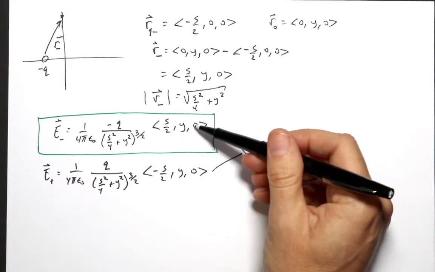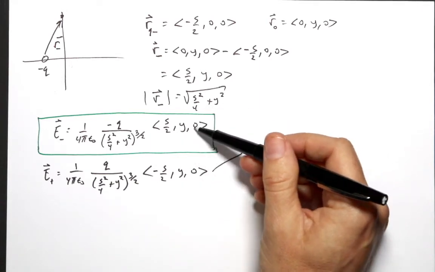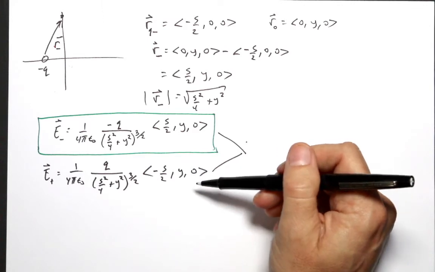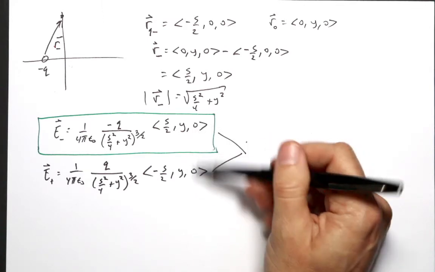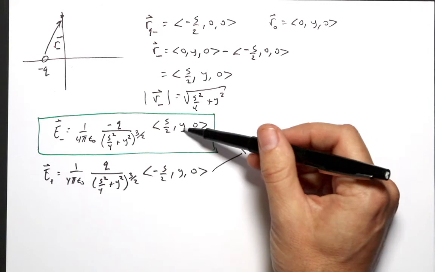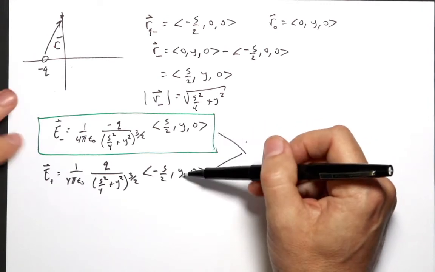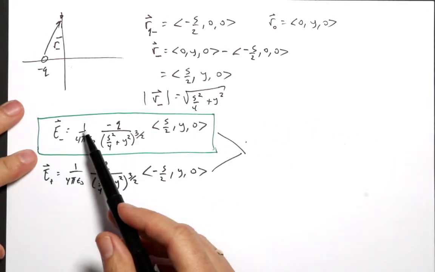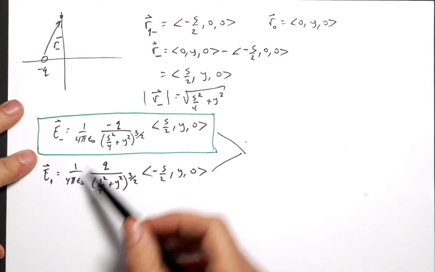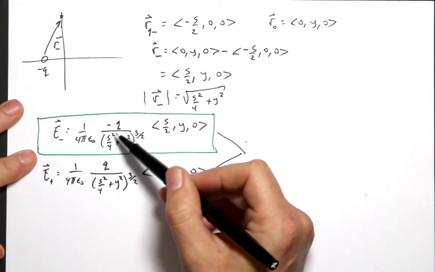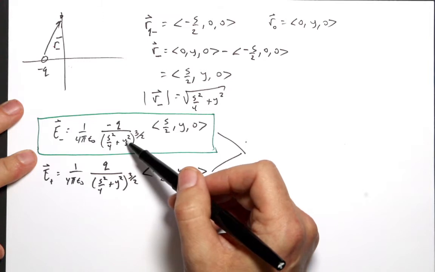Let's start from the z component. So the z component for E minus is 0. The z component for E plus is 0. So who cares, right? Those are 0. What about this? Here I have y and there I have y. And over here I have 1 over 4 pi epsilon naught, 1 over 4 pi epsilon naught, negative q, s squared over 4 plus y squared to the 3/2.